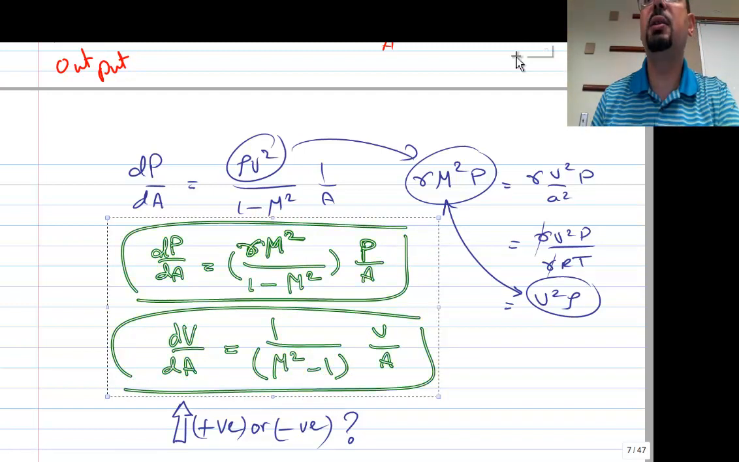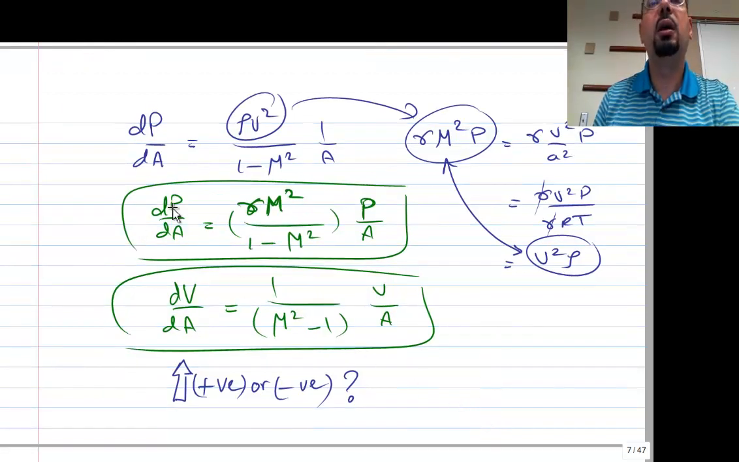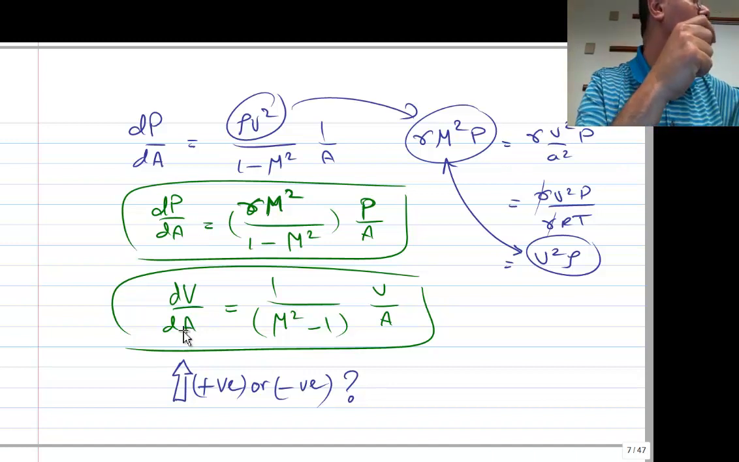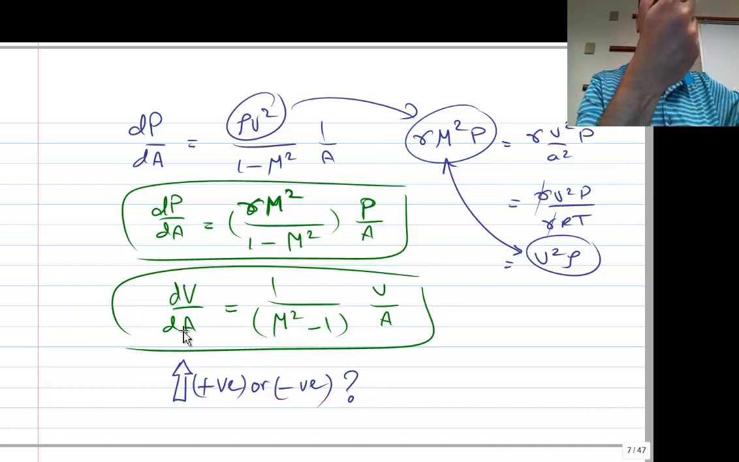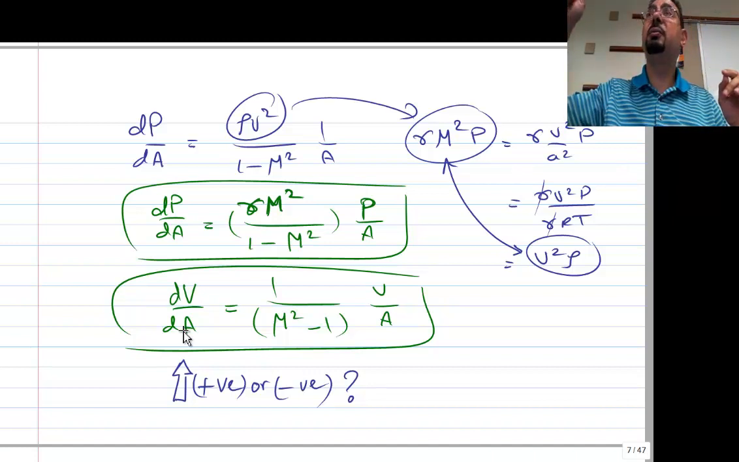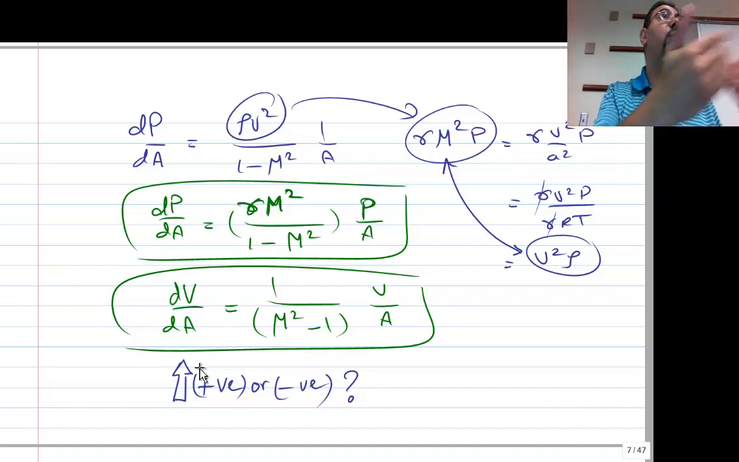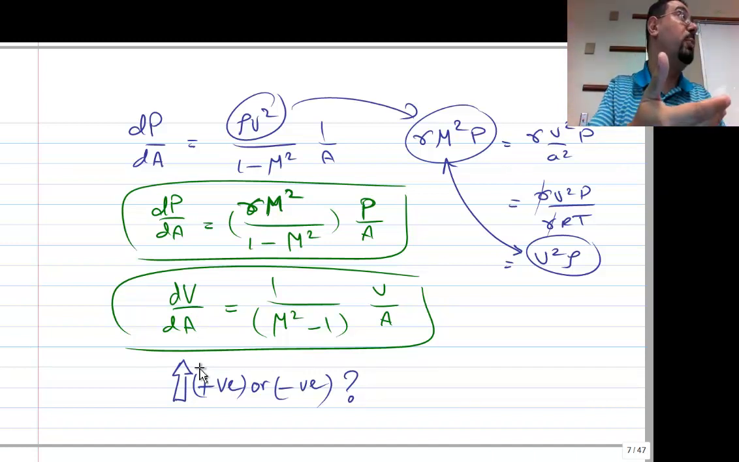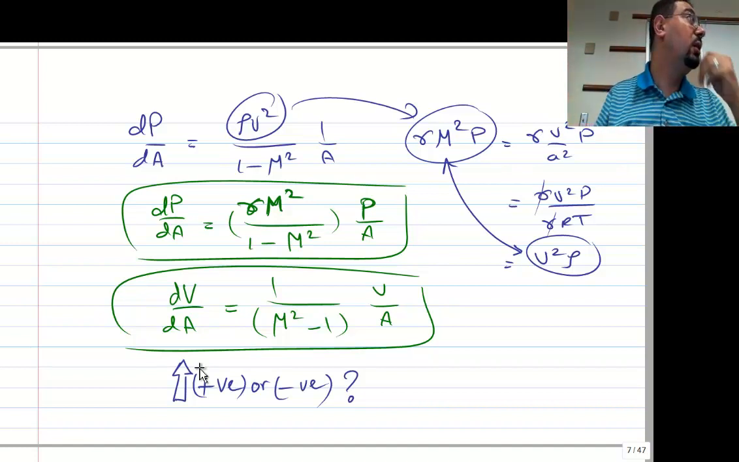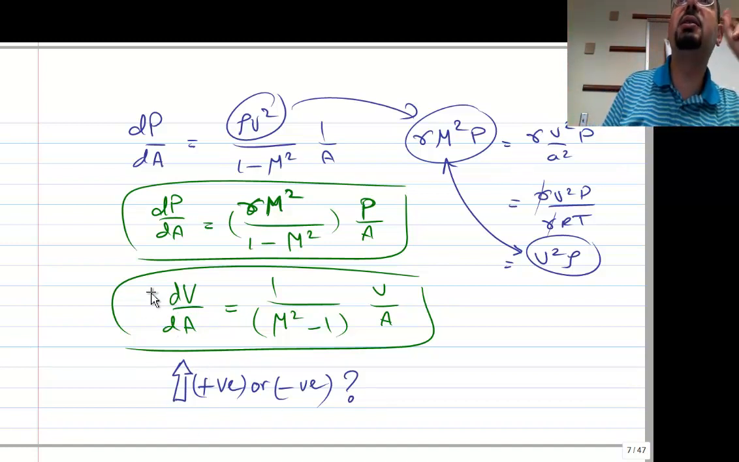And the question we want to answer is, dP by dA, plus or minus? dP by dA, that's the rate of change of pressure with the change of the area. So if dP by dA is plus, what does this mean? It means that the bigger the area, the bigger the pressure. And over here, dV by dA, the same thing. That's the change of V with respect to A. So if A increased by 10%, will the V also increase by 10%, or will it be negative? So we are interested in the sign of this.